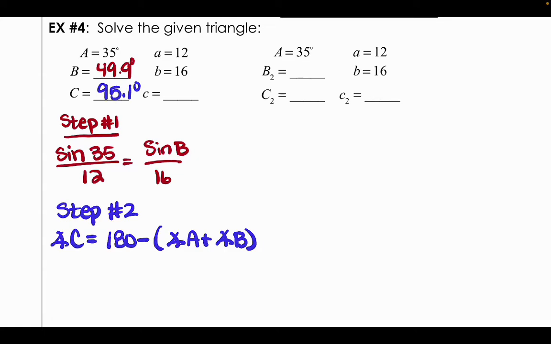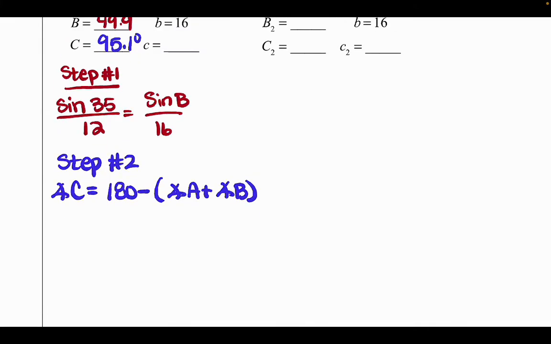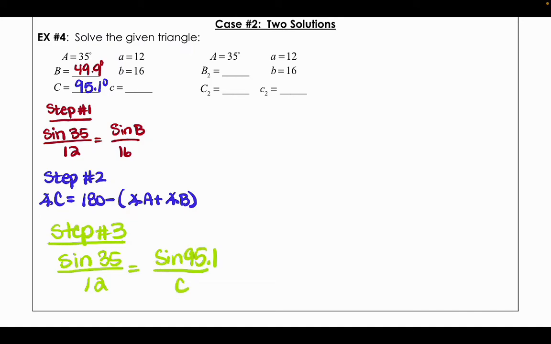All right. So now we've got our three angles. So now all we need to find is the little c side. Okay. So again, I'm going to use the setup for A because I know that that is given. Little c is what I want to find, so I'm going to use the sine of 95.1. Okay, and then I'm going to crunch the numbers on that and find little c.